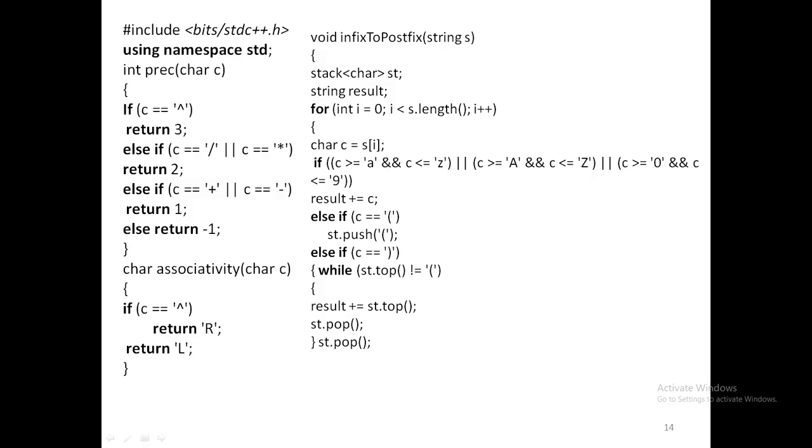So we need to start from the string, which is the infix expression. The for loop goes up to the length of that expression. If C is an alphabet, lowercase or uppercase, or a number, we just add it to the result. Else if it is an open parenthesis, just push it into the stack. If it is a close parenthesis, we need to do the popping operation until the open parenthesis comes. Those top elements will be added to the result. So the while loop is over when the pop operation is completed.